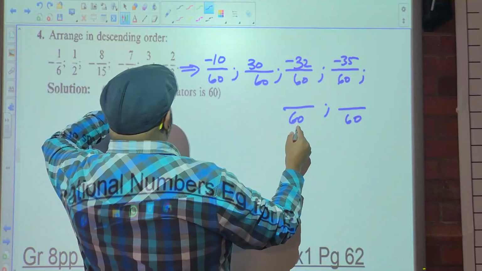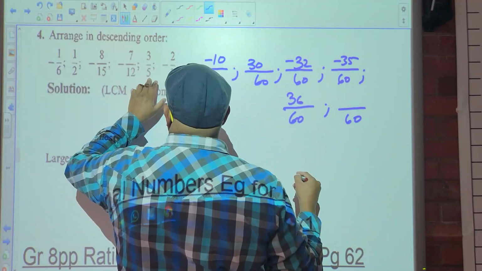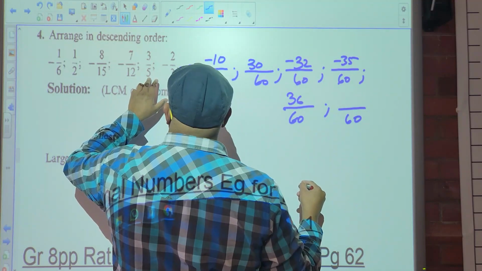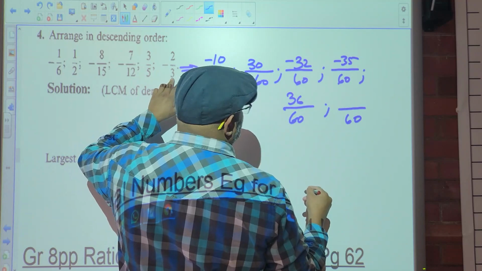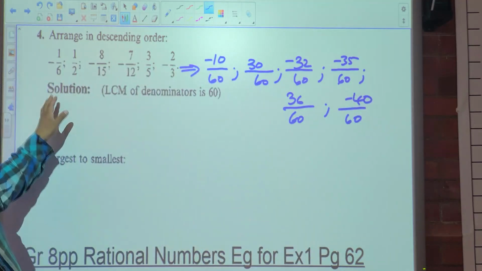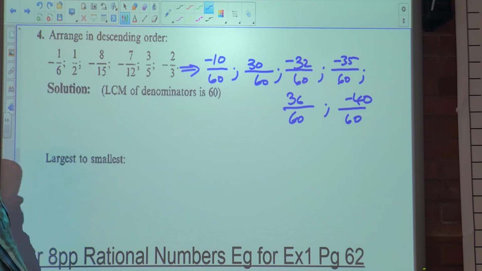5 times what is 60? 12. 36. 3 times what is 60? 20. It's negative 40. The question says from largest to smallest, with descending order.